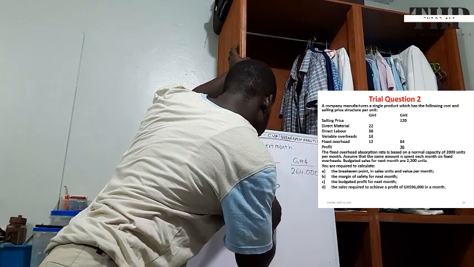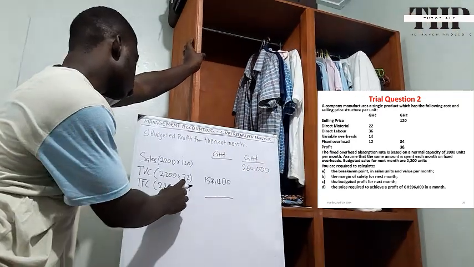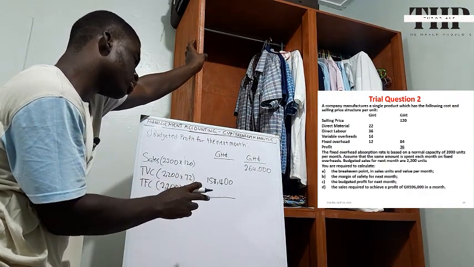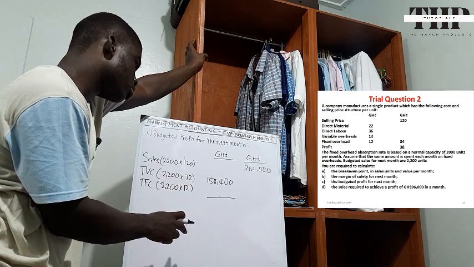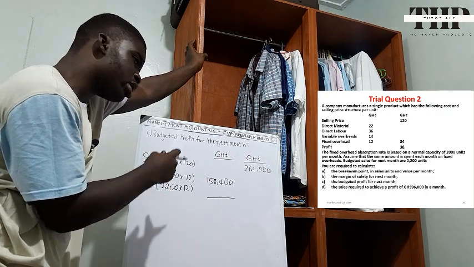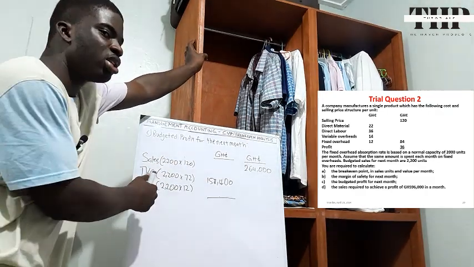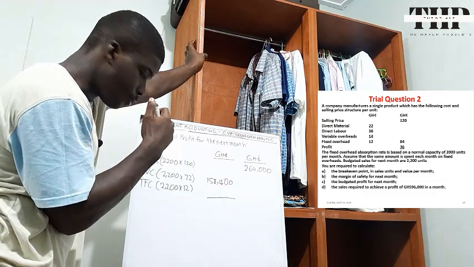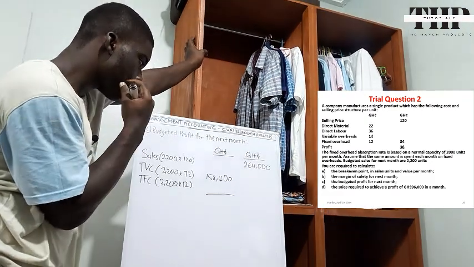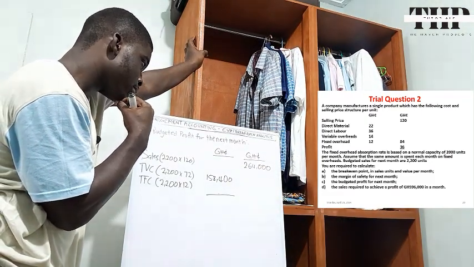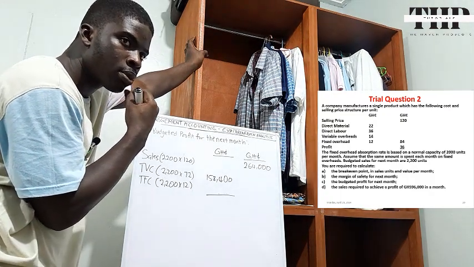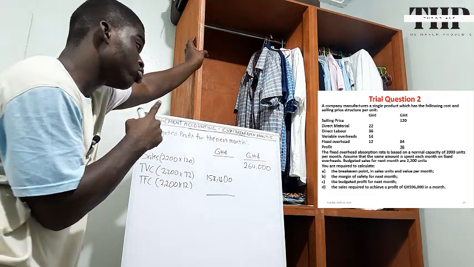What about the fixed cost? 24,000. Are you sure? Please check again. It cannot be 24,000. Fixed cost is total overheads times the number of units. So it's 12 times 2,200, the projected sales. Please check for me, 2,200 times 12. 26,400.